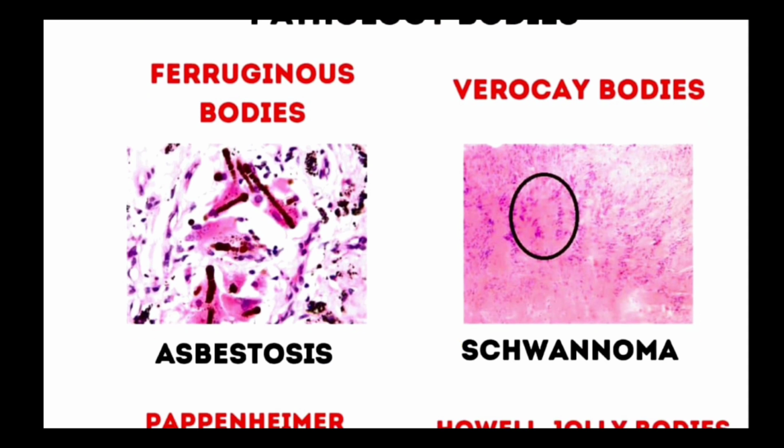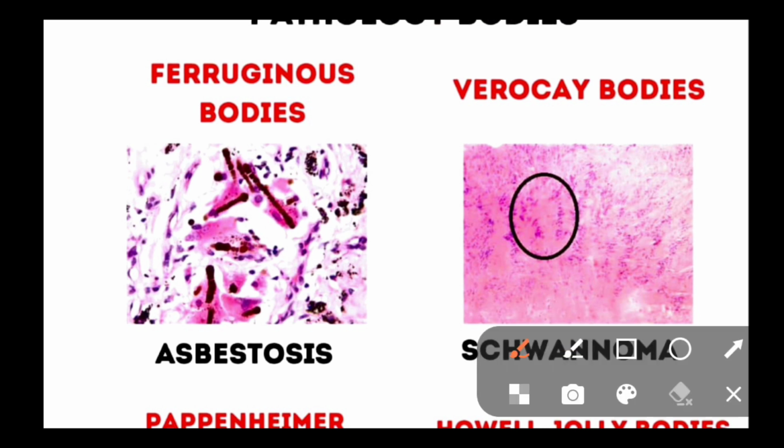Next is Verocay bodies. Verocay bodies are seen in schwannoma. In schwannoma, we will see Verocay bodies. In schwannoma, there will be Antoni A pattern and Antoni B pattern. There will be clusters of nerve bundle fibers and Schwann cells, a tumor of the Schwann cells. There is compact cellularity in Antoni A pattern, and in Antoni B pattern, we will see loose cellular areas. The Verocay bodies are formed by areas of Antoni A pattern which show palisade layers.